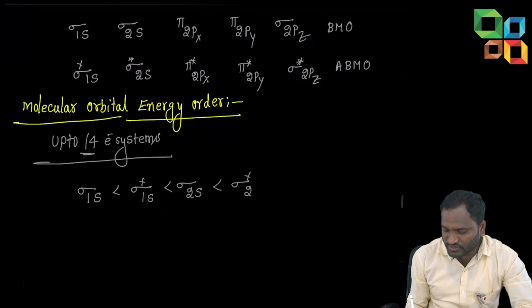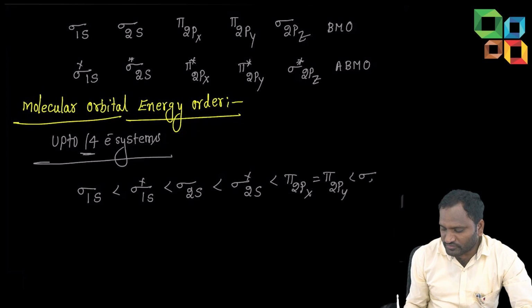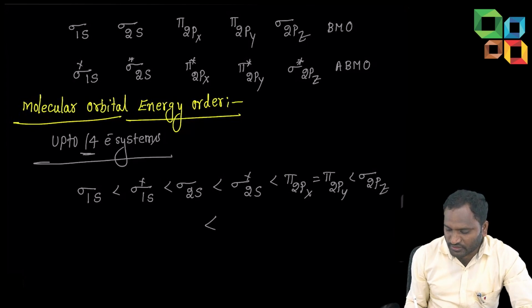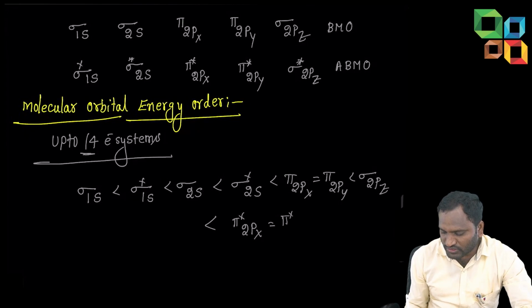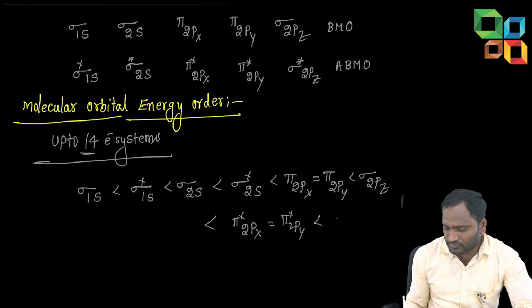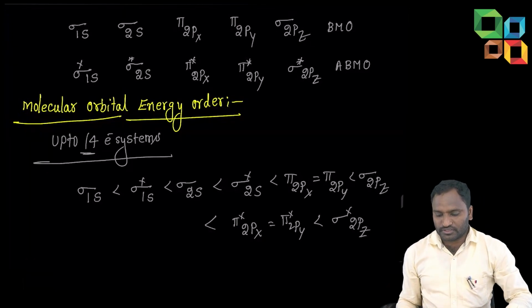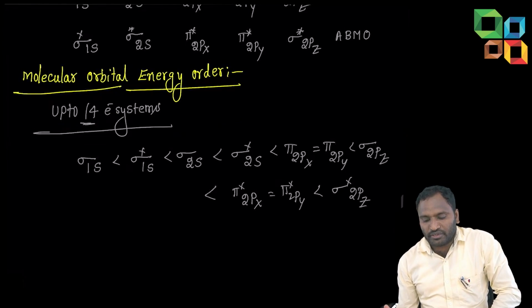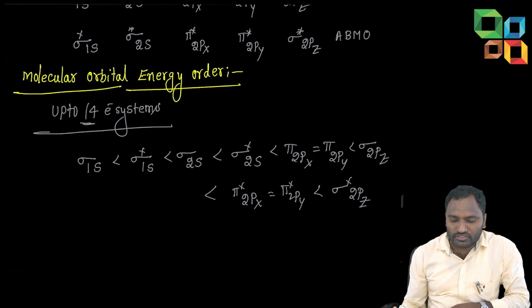sigma star 2s. Next, pi 2px is equal to pi 2py. Next, sigma 2pz. Next, pi star 2px is equal to pi star 2py. Don't worry, students, I'll tell you how to remember also. Then sigma star 2pz. This is the molecular orbital energy order. See, students, sigma 1s, sigma star 1s easy only.